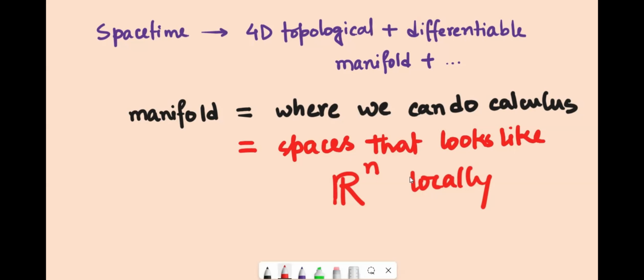Why Rn? Because Rn are rich in structures. We can do calculus on them. They have a natural vector space structure. They have very nice metric structures, and so on and so forth. So if your space locally looks like Rn, yes, you can do calculus on it.